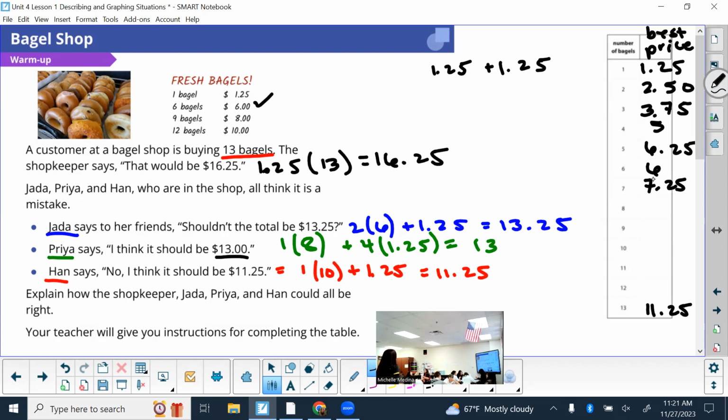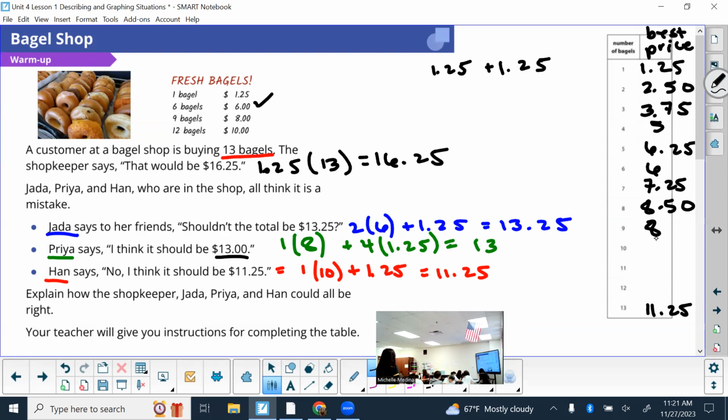$7.25. Okay. Table four, when it's eight bagels, what's the best price? Okay, good. Table five, when it's nine bagels, what's the best price? Okay, so where are you getting that one from? Okay, and now why the eight? Because it's one of the bagel bundle deals. If you get nine of them, now it's $8.